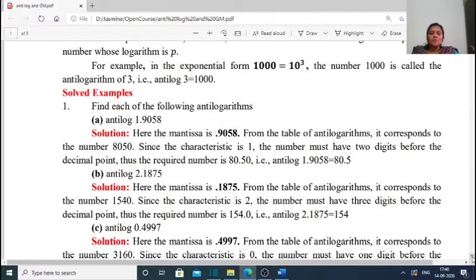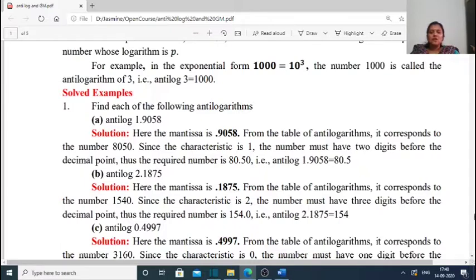Next problem is anti-log of 2.1875. So the mantissa is 0.1875. From the table of anti-logarithms, the value is 1540. Since the characteristic is 2, we have to shift 3 digits before. So there should be 3 digits before the decimal point. So this answer is 154.0 or 154.